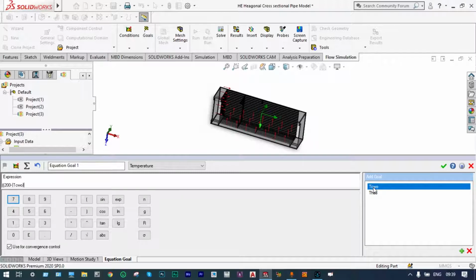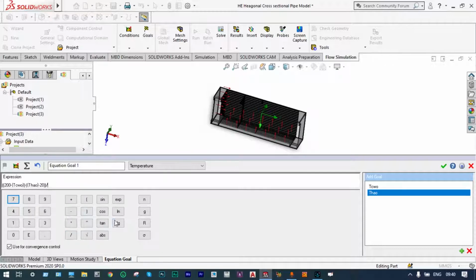This is equal to del T1 minus temperature at the hot air outlet minus cold water inlet temperature, that is 20 degrees centigrade. Bracket closed. That should be divided by ln of del T1 minus del T2.